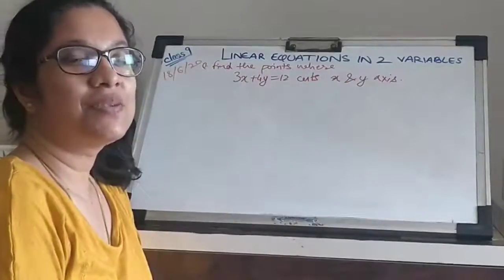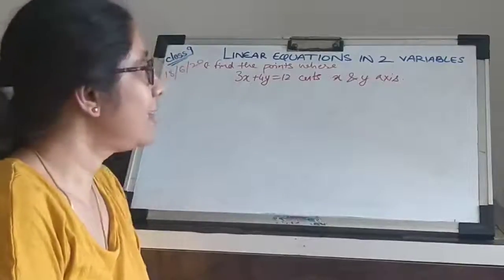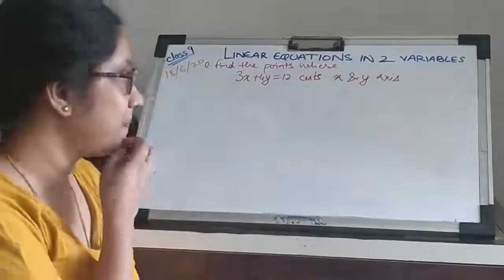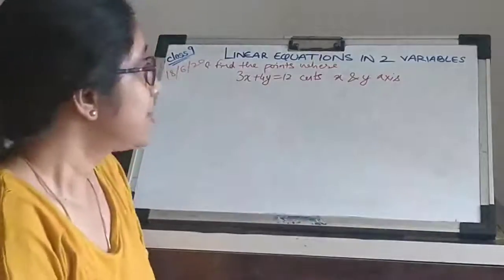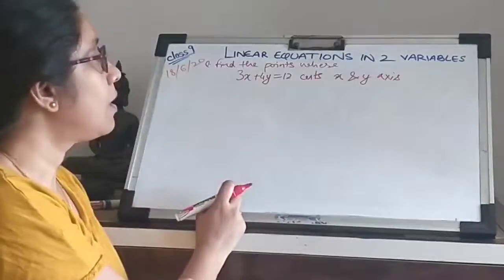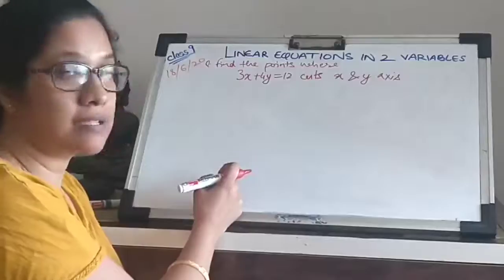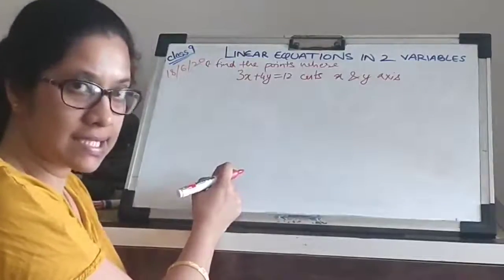Hi. So we are back again with some new questions on linear equations in two variables. Given to us, we have to find the points where this equation 3x plus 4y equal 12 intersects the x and y axis.